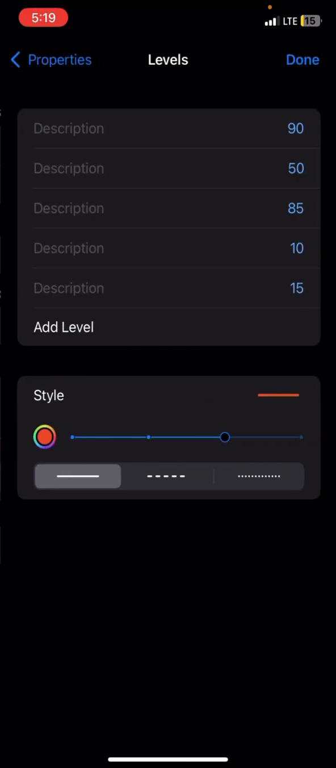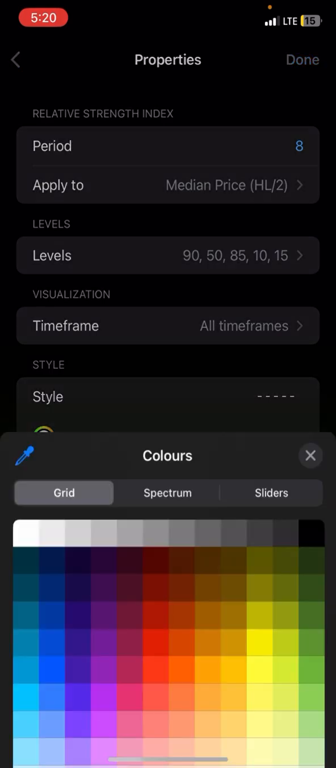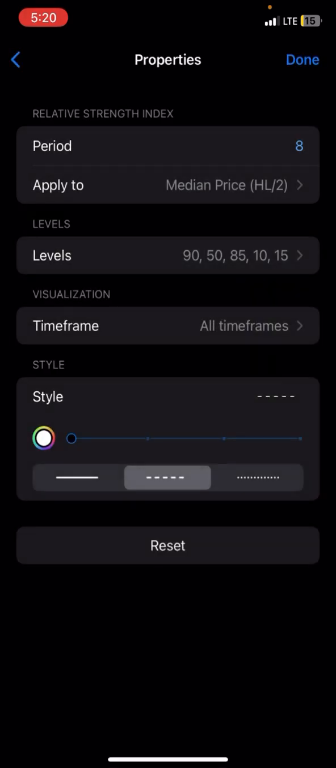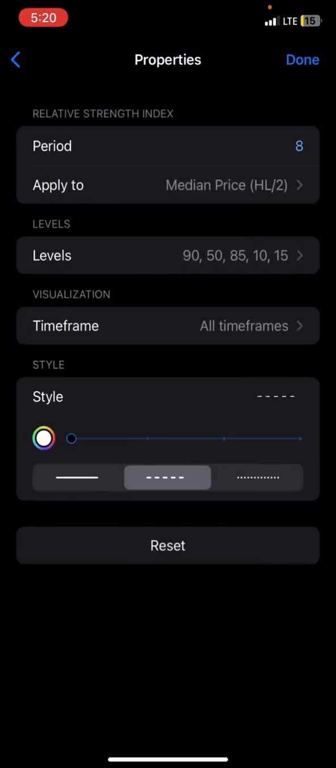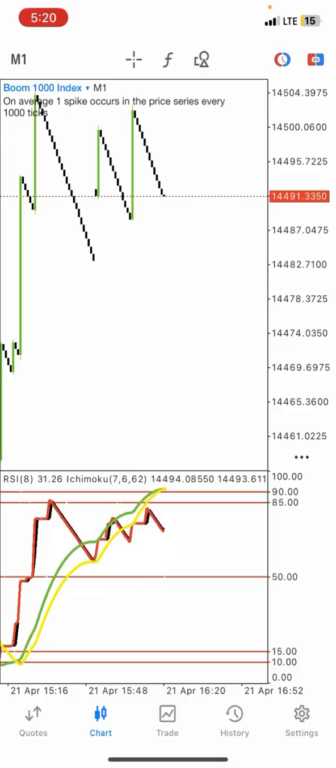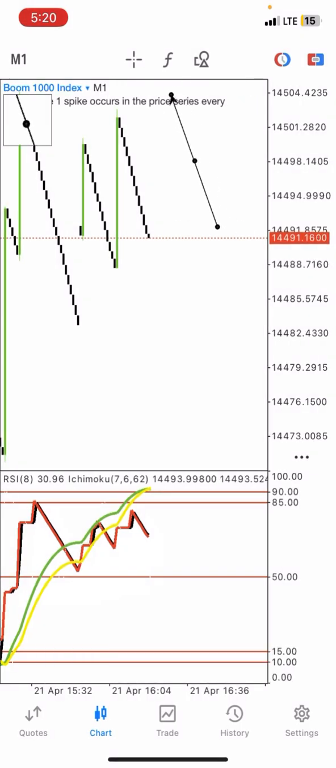For levels, we have level 90, screenshot please, 90, 50, 85, 10, and 15. Click on done. The color here is white so that it will not be visible on the charts, but under here the style is red. Click on done, and you go back to the indicator window where you have the indicators.